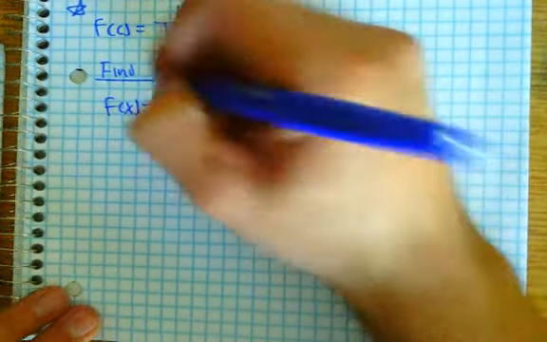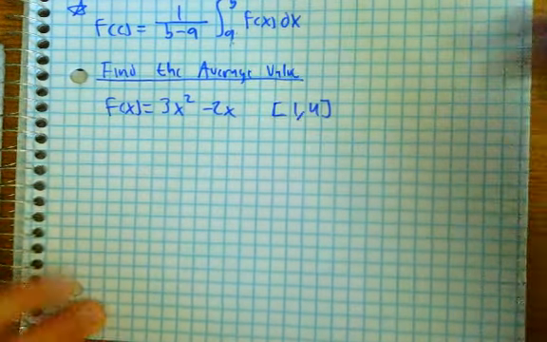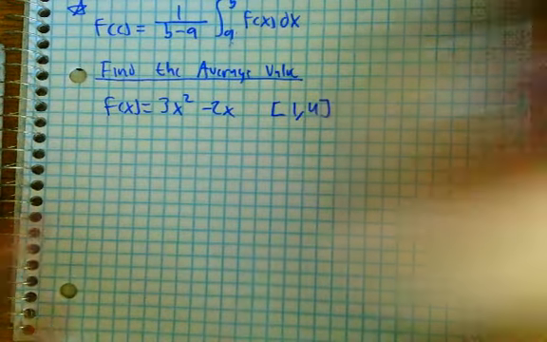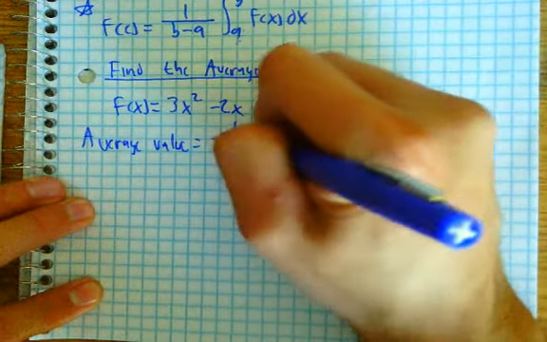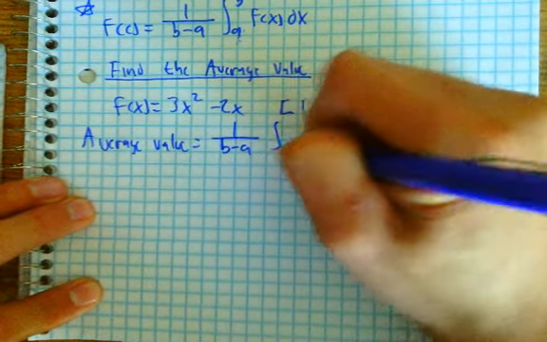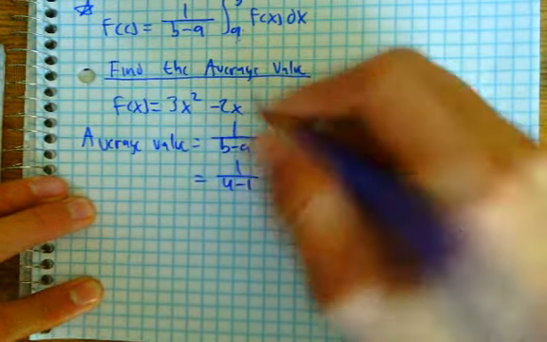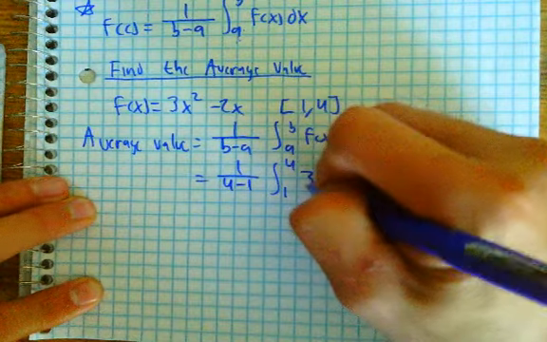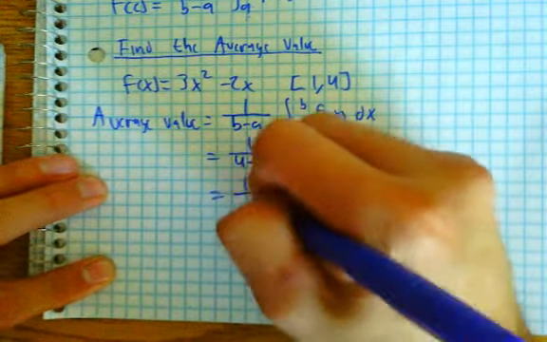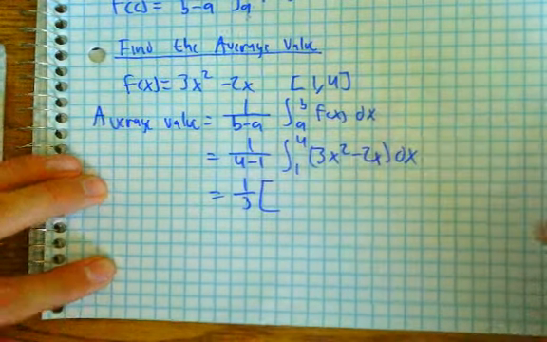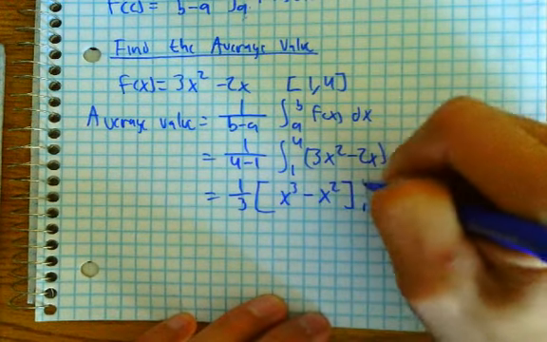f of x equals 3x squared minus 2x from 1 to 4. So if I want to find the average value, the average value is equal to 1 over b minus a times the integral from a to b of f of x dx, which in our case is 1 over 4 minus 1 times the integral from 1 to 4 of 3x squared minus 2x dx. Well, that becomes 1/3, and if I integrate that, x to the third minus x squared between 1 and 4.